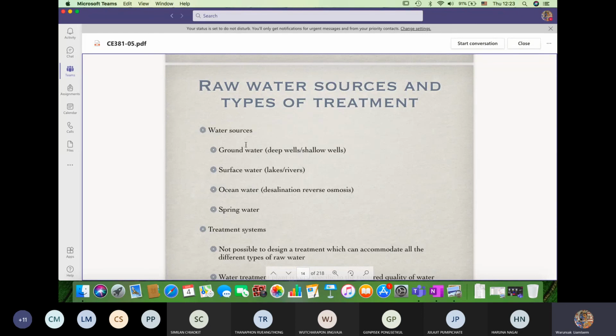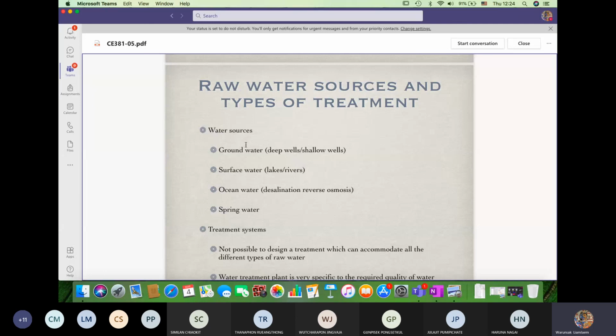Raw water sources: mostly we use surface water. In Thailand, we use surface water, but in rural areas or villages outside the local municipalities' areas, they may use groundwater. They may have facilities for withdrawing water from underground, so they use mainly groundwater. They make a well so that water can be withdrawn from it. The spring and the ocean can also be sources, but it is very costly to remove the salt from sea water.